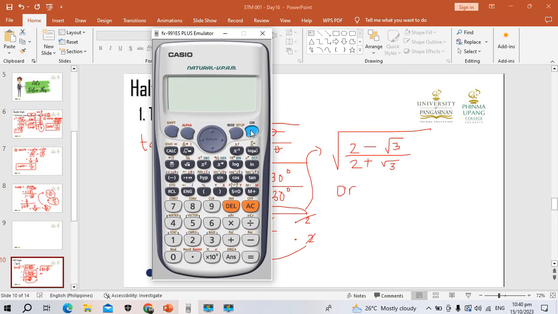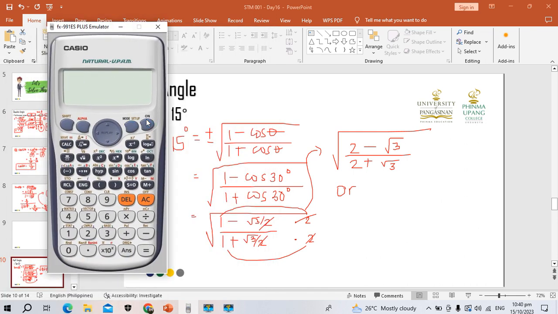So pwede siyang gawing decimal. Kasi pwede siyang i-direct. So, try ko muna yung answer natin sa mano-mano. 2 minus square root of 3. Mali, dapat square root muna, then fraction. Tapos 2 minus square root of 3 all over 2 plus square root of 3. So, yung fraction niya dito is 0.2679. 4 decimal places po yung ginamit natin.